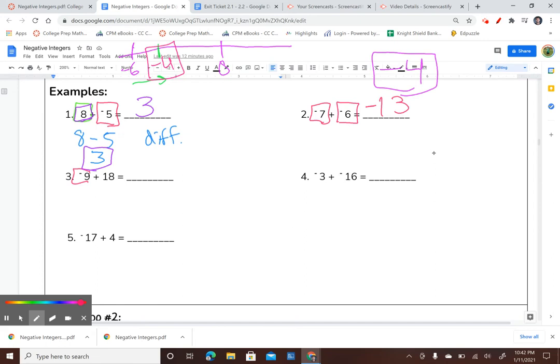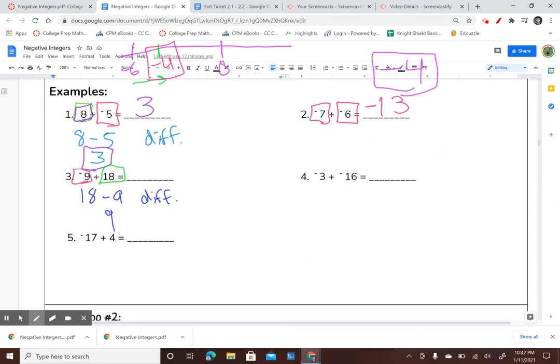And now we'll move on to problem 3. Here we see negative 9 and positive 18. So again, we see a negative number plus a positive number. So right away, I know that I'm going to want to find the difference. So I could do 18 minus 9 to get my difference. 18 minus 9 gives me 9, but I'm not done yet.